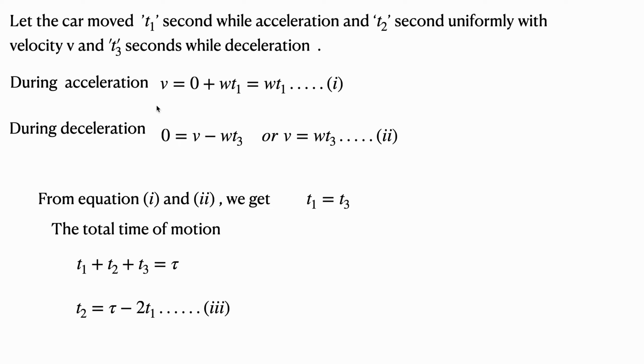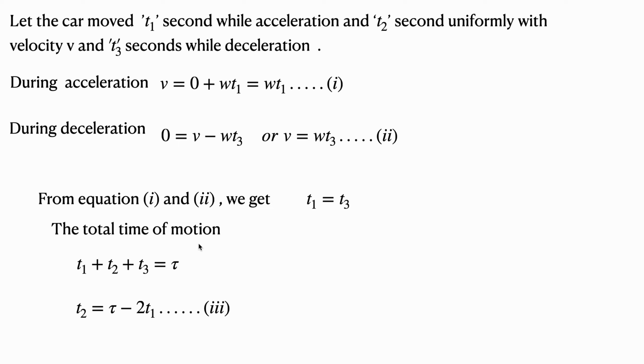During the acceleration duration, we can write the equation v equals 0 plus wt1, which equals wt1. Let's call this equation 1. During the deceleration time duration, the final velocity is 0, the initial velocity is v, and the acceleration is minus w. So we can write the equation 0 equals v minus wt3, or v equals wt3. Let's call this equation 2. Comparing equations 1 and 2, we get t1 equals t3.